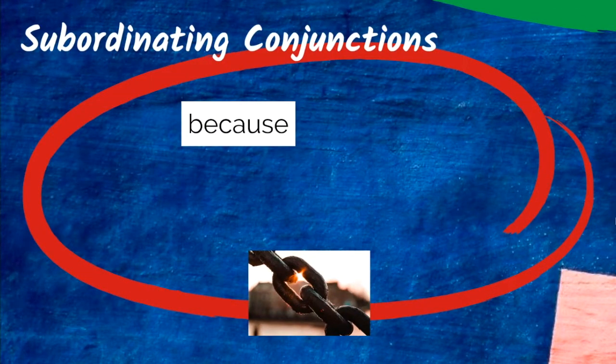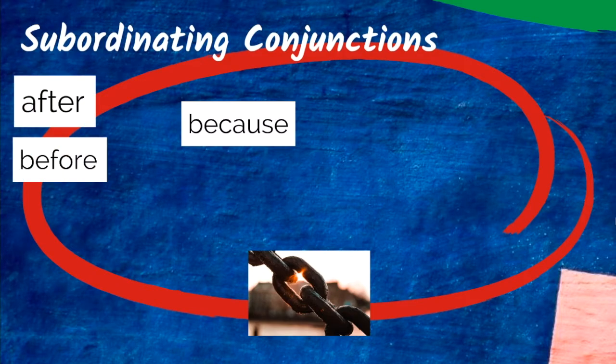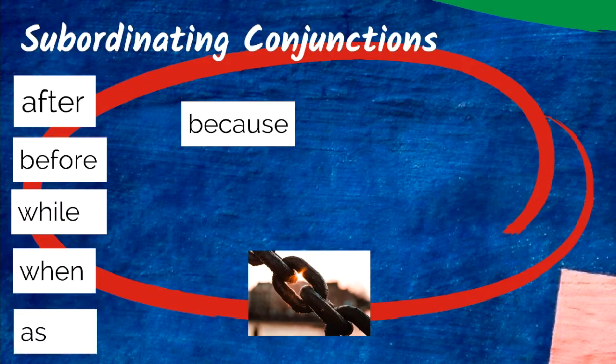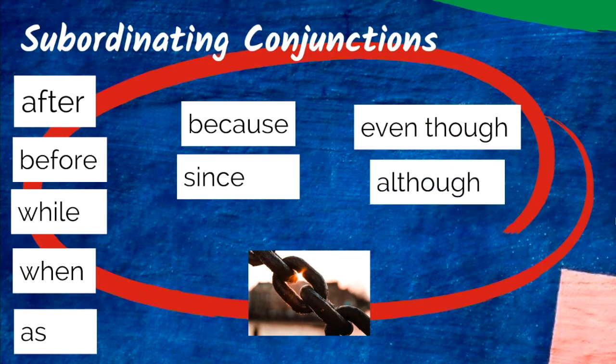Because is one example of a subordinating conjunction, but there are many other subordinating conjunctions. After, before, while, when, as, since, even though, and although are some very common subordinating conjunctions. We use them to express different relationships related to time, cause, and unexpected result. It's important to remember that these are not all of the subordinating conjunctions that there are, but this is just a good list to get you started.